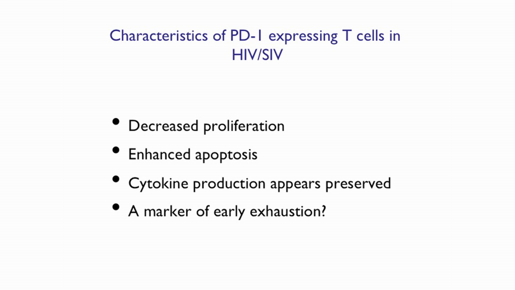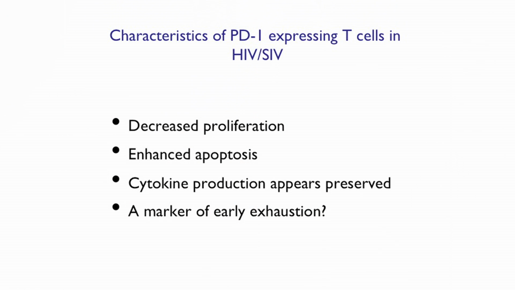When you look in HIV infected individuals, we find that the PD-1 expressing cells have a decreased ability to proliferate, and they have an enhanced apoptosis. However, if you stimulate them with peptide, they still produce cytokines. So we feel that PD-1 is probably a marker of early exhausted cells, because the cells still have some preserved function in that they're able to produce cytokines.